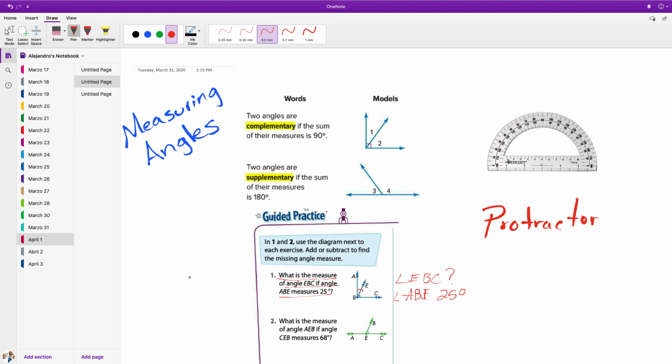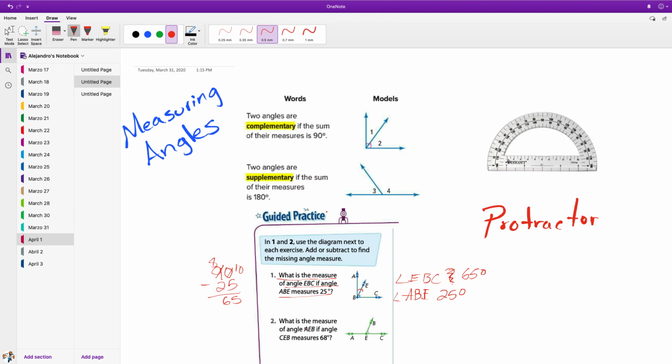Okay, so I'm going to do it here on the side. 90 minus 25. So this row becomes a 10, the 9 becomes an 8, 10 minus 5 is 5, 8 minus 2 is 6. Guys, so the measure of angle EBC is 65 degrees. And if you want to check your answer, you need to add those two, and if you get 90, that means that you got the right answer. Good. So we are done with number 1.